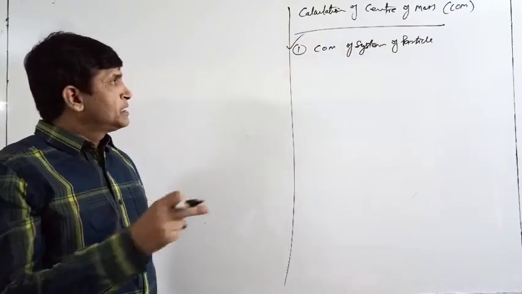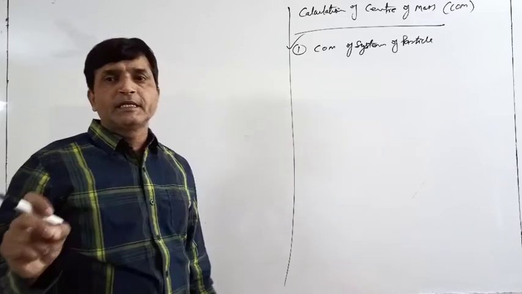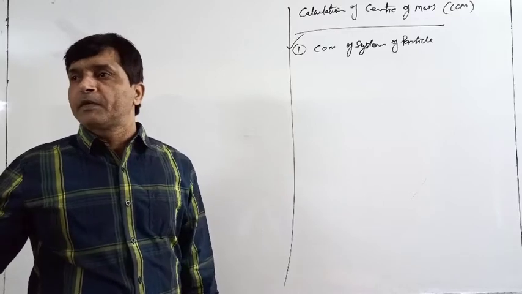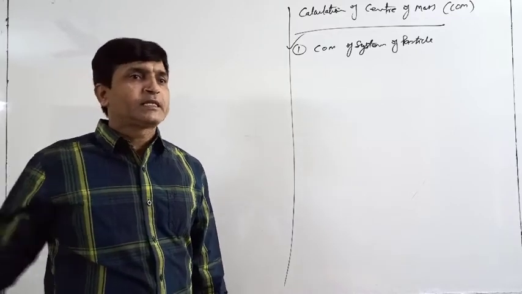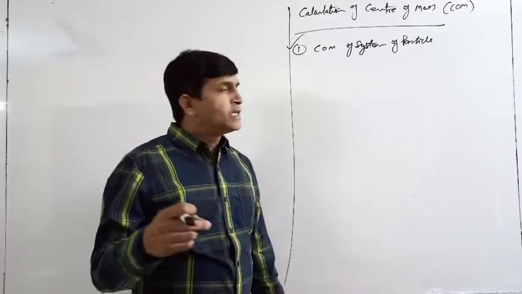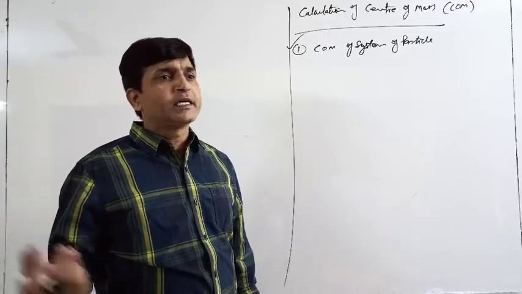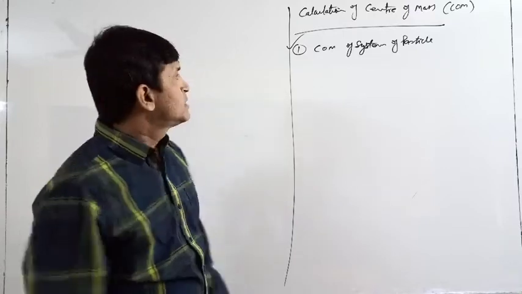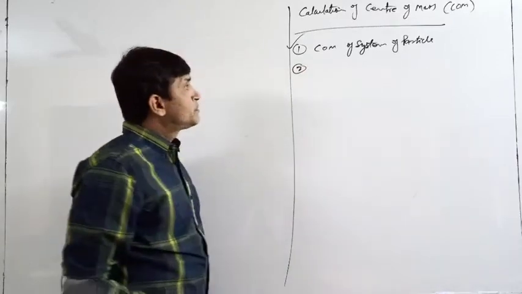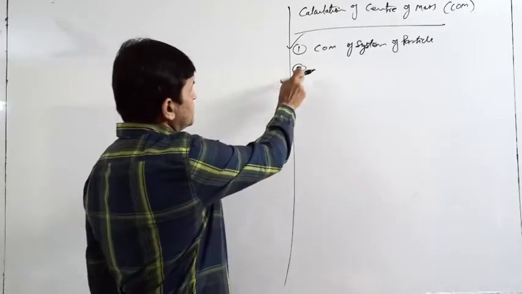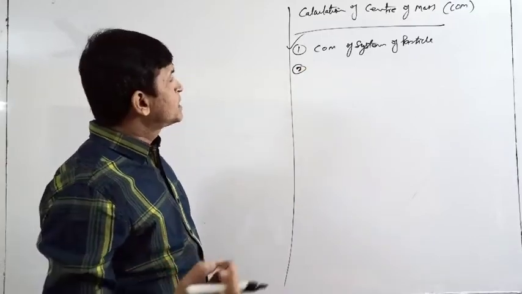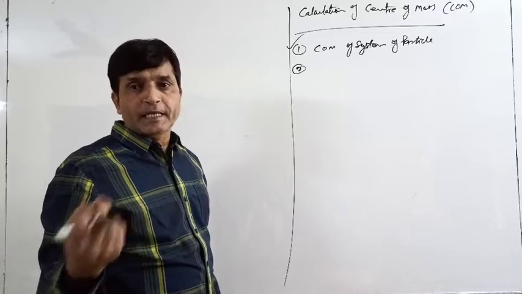If you remember, the relation was there: R_CM is equal to M1 R1 plus M2 R2 plus M3 R3 and so on, divided by the total mass M1 plus M2 and so on. And then we can write it in terms of X, Y and Z coordinates also. This we have done. So this was the center of mass of particles. Normally we are using a two particle system most of the time, so we will calculate this separately.